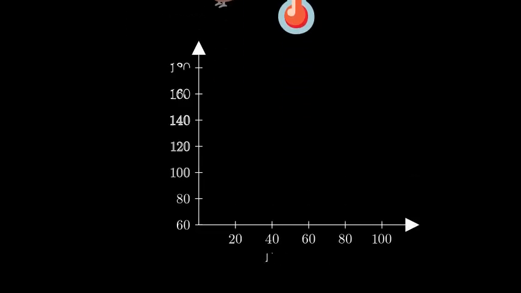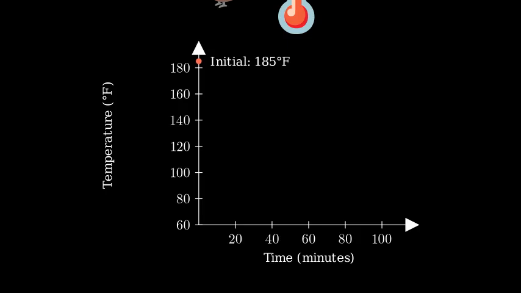We'll put time on the horizontal axis, measured in minutes, and temperature on the vertical axis, measured in degrees Fahrenheit. Our turkey starts at 185 degrees Fahrenheit when it comes out of the oven. The room temperature is 70 degrees Fahrenheit.